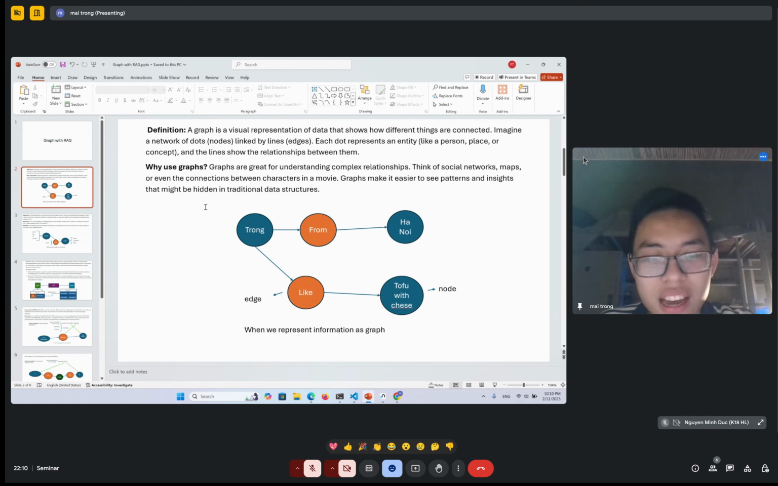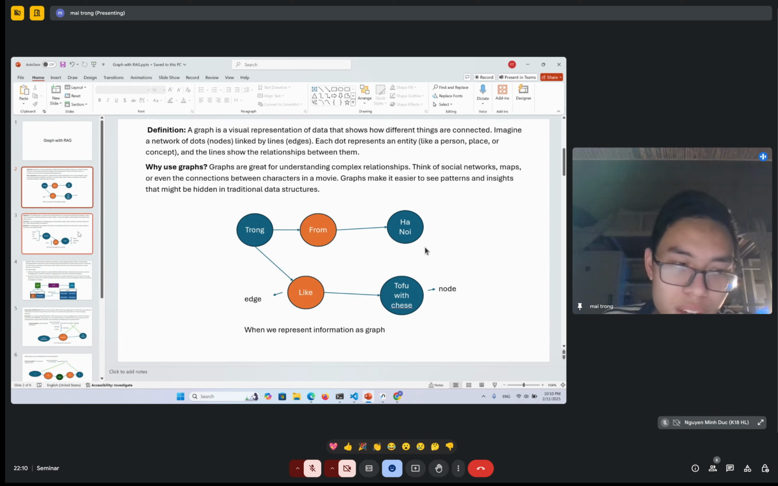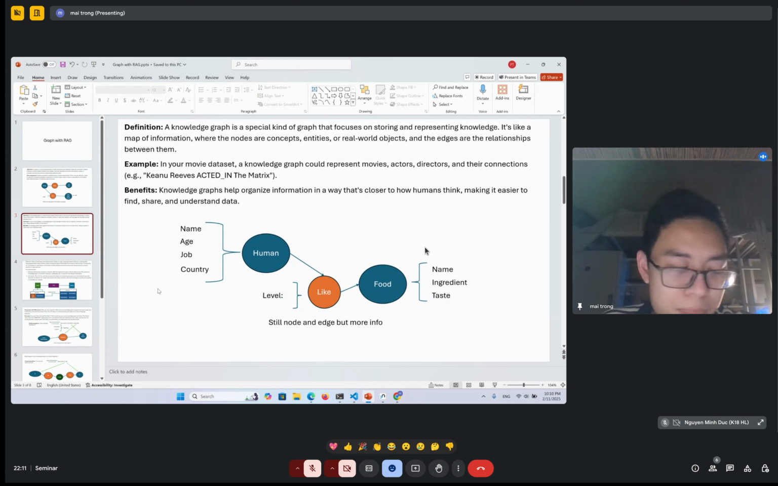But here I just want to remind you of the simple concept first. Node, edge, and the edge can have a weight. Mostly it's a number, but here I leave it as text. That is okay. And the node has a name as well. So this is how we represent information as a graph. But what about knowledge graph? Knowledge graph is a bit more complicated.